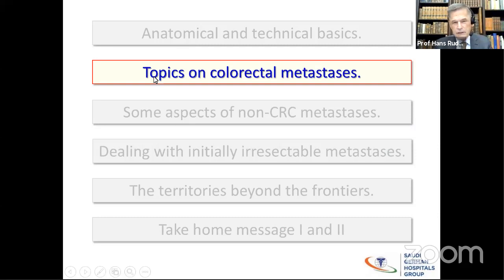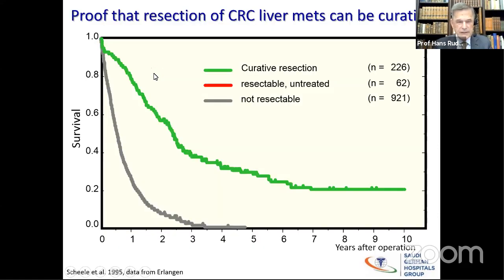We shall look a little deeper into colorectal metastases. Some medical oncologists doubt whether this makes sense for the patients or whether all what we do is selection and the patients would survive as good without surgery. That this isn't true was shown by a guy from Erlangen, Johannes Scheele, who compared the Erlangen patients' curative resections with the non-resectable patients, and not astonishingly, he found that difference.